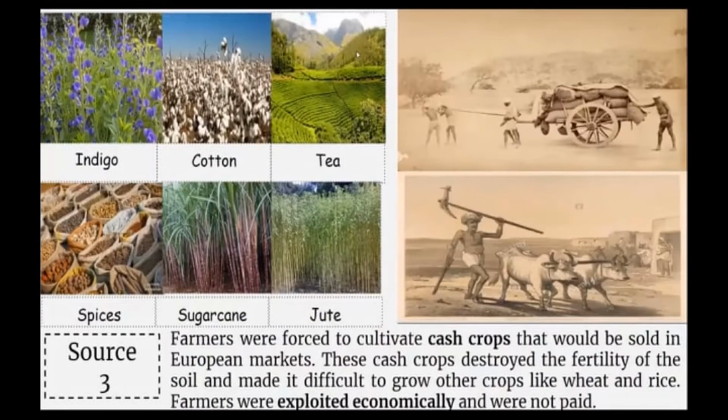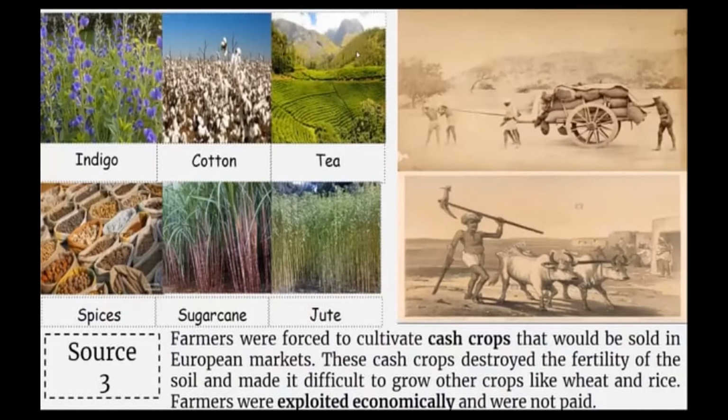Source 3. Farmers were forced to cultivate cash crops that would be sold in European markets. These cash crops destroyed the fertility of the soil and made it difficult to grow other crops like wheat and rice. Farmers were exploited economically and were not paid.